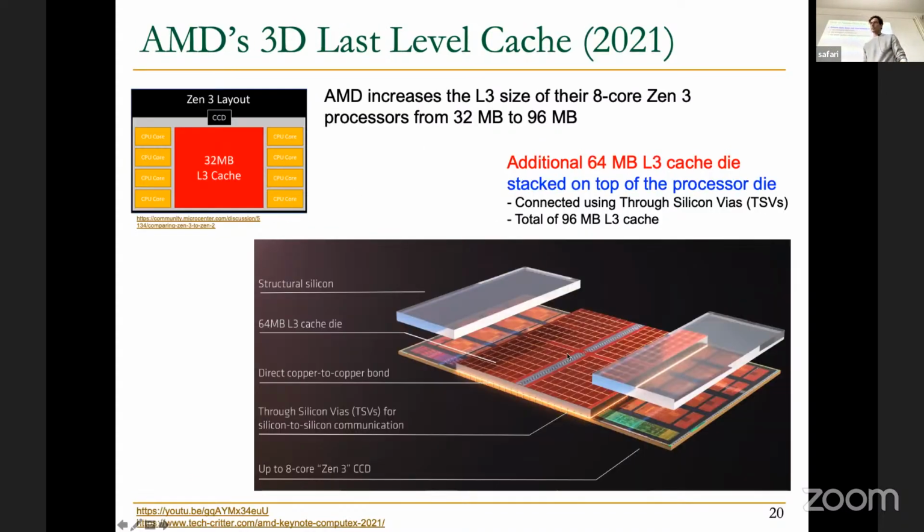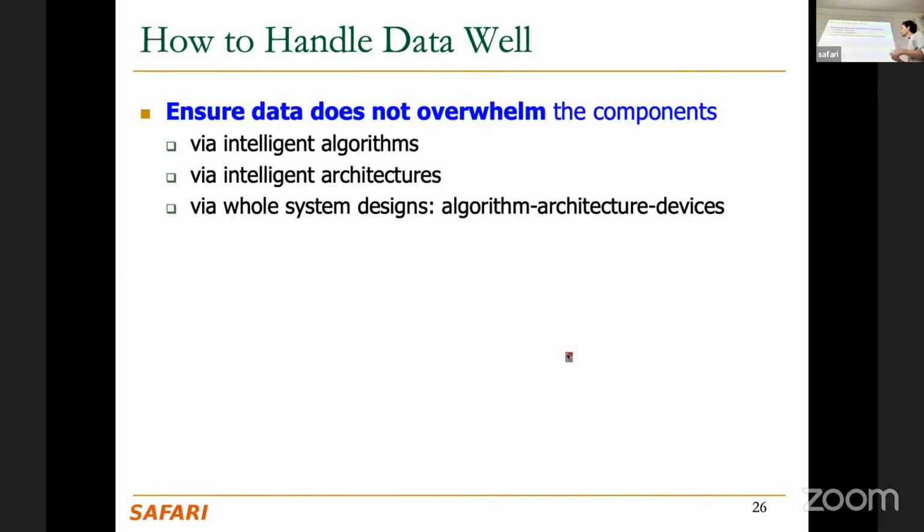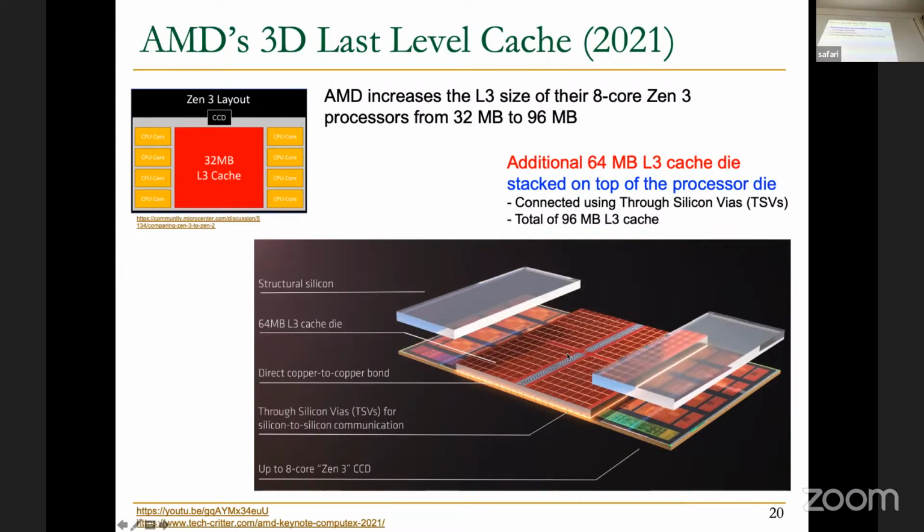Can you check? So what I was saying is that how to handle data well. First of all, ensure that data doesn't overwhelm the components. Ideas to do so is first design intelligent algorithms, design intelligent architectures, and also do whole intelligent system design. How to do that? By co-designing algorithm, architecture, and devices. That would be ideal in order to handle data well.